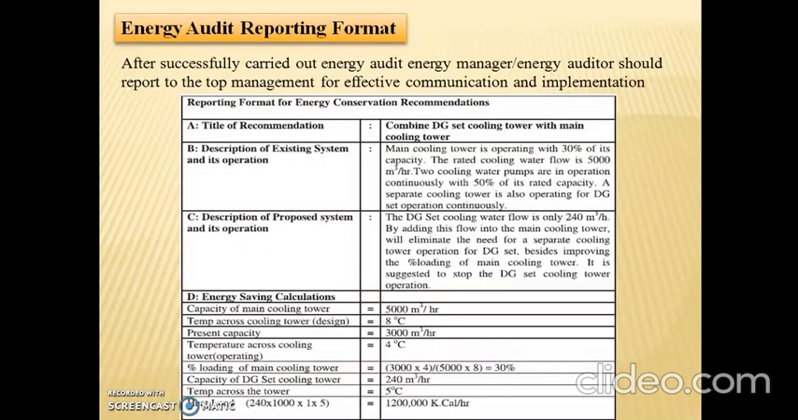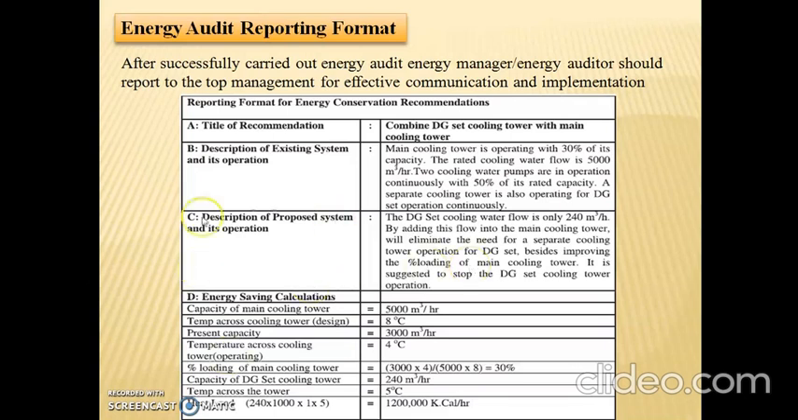And energy audit reporting is very important. After successfully carrying out the energy audit, the energy auditor or manager should report to top management for effective communication and implementation. One report format is given here, in order to make your case strong, so that top management gets convinced and readily gives the green signal to go ahead with this project.